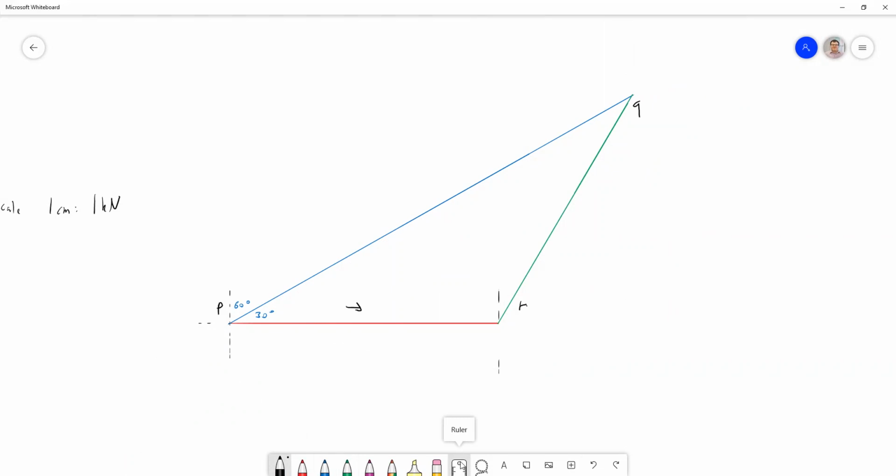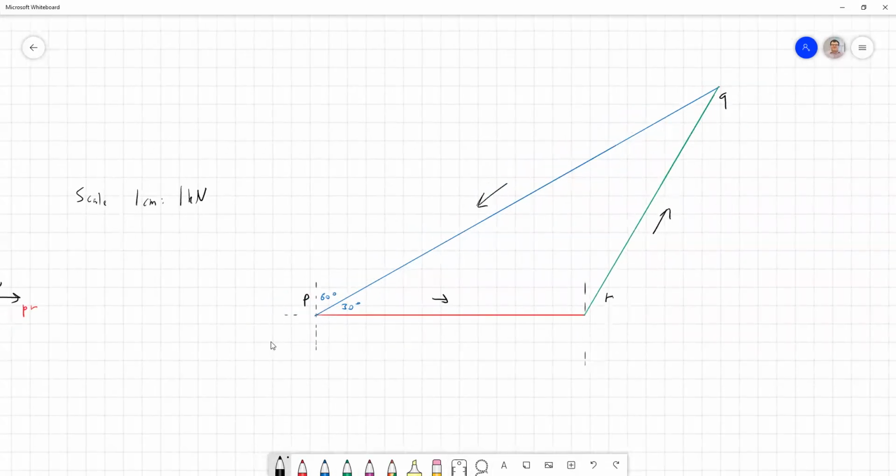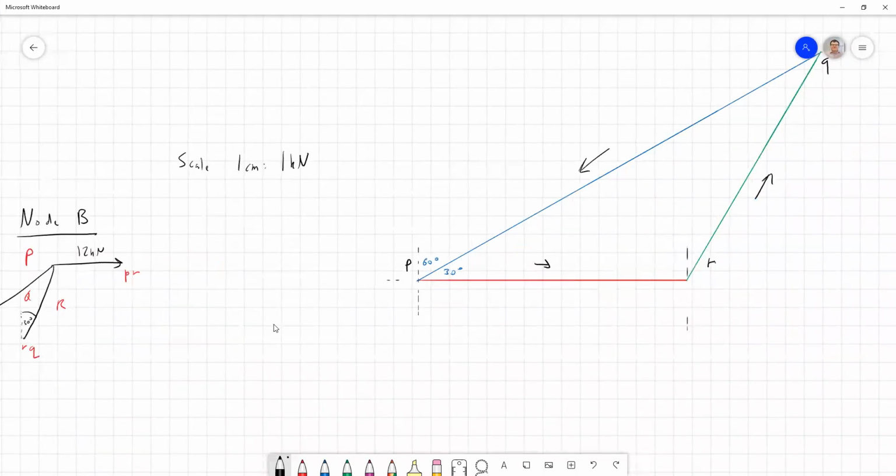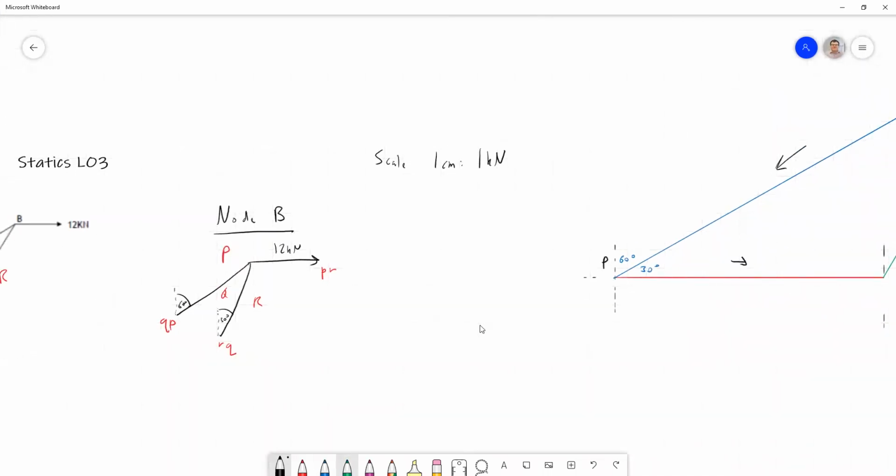Now we know we're going from P to R because that was given to us in the question. We're pointing to the right there. We must be heading up from R to Q and from Q back down to P. So we can translate these over to our little node diagram. So RQ, the green line, is pointing up the way. So it means that RQ is pointing towards the node, and QP is pointing down the way, so this is pointing away from the node.